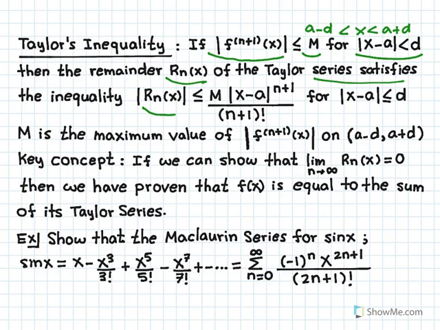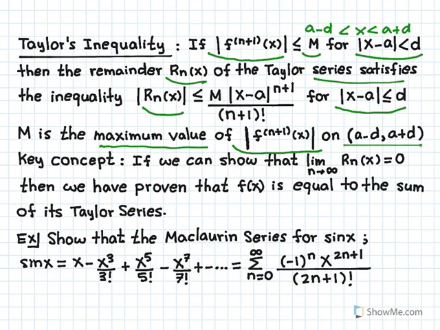Absolute value of Rn of x is less than or equal to capital M. Recall, capital M is the upper bound for the n plus 1th derivative of x. So less than or equal to capital M times absolute value of x minus a to the power of n plus 1 divided by n plus 1 factorial, for absolute value of x minus a less than or equal to d. M is the maximum value of the absolute value of the n plus 1th derivative of the function on this interval, a minus d to a plus d, on this interval of convergence.